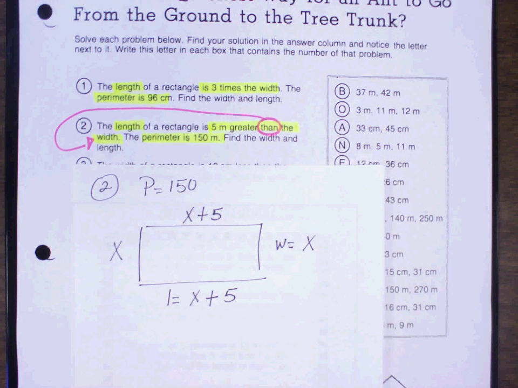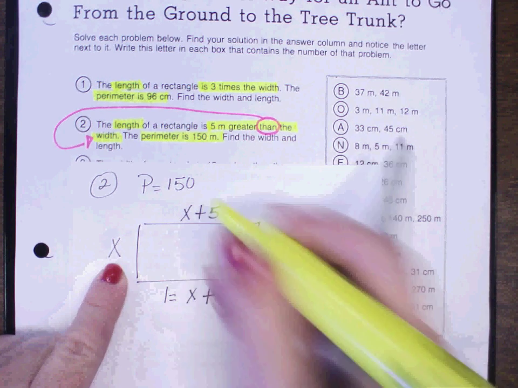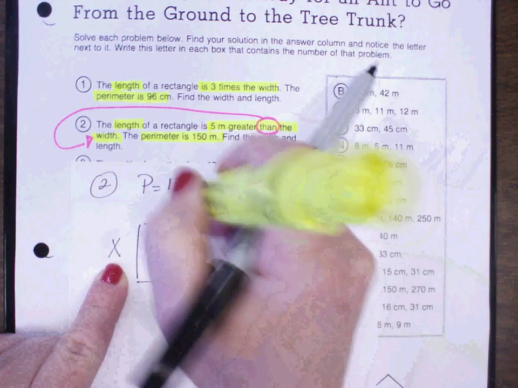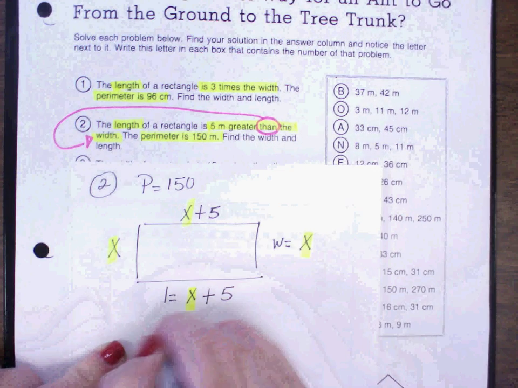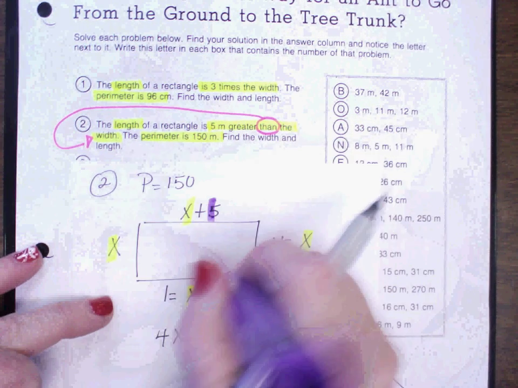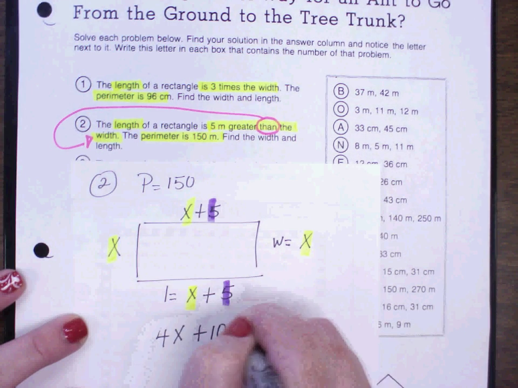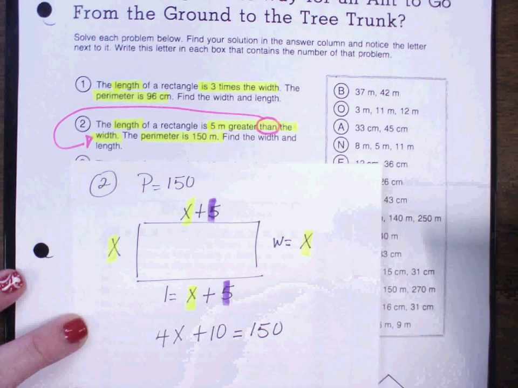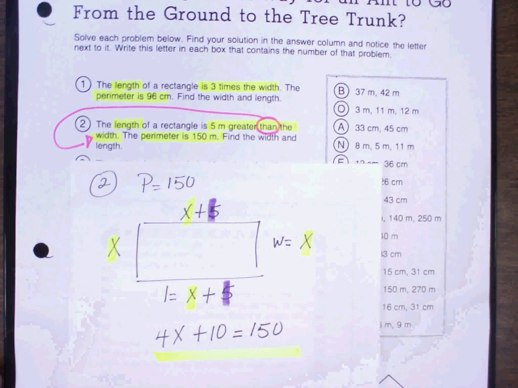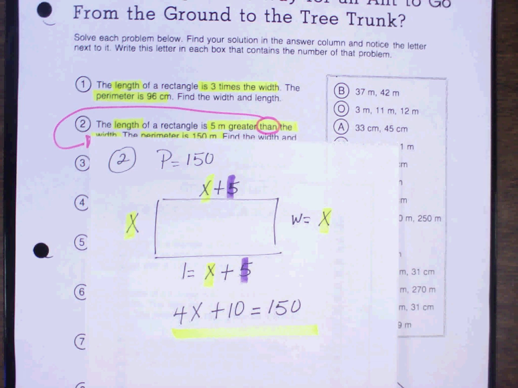So now, for the perimeter, it all has to add up, right? So let's see. 1, 2, 3, 4 x's. 4x. This is why she says 10, because there's a 5 and another 5 over there. And 4x plus 10 equals what? 150, because that's the perimeter. Good job. Yay? We got it?